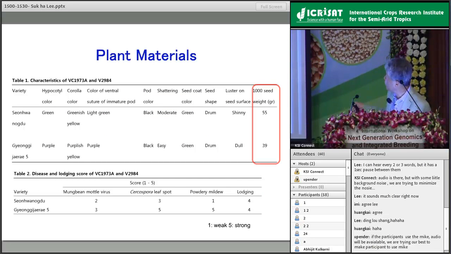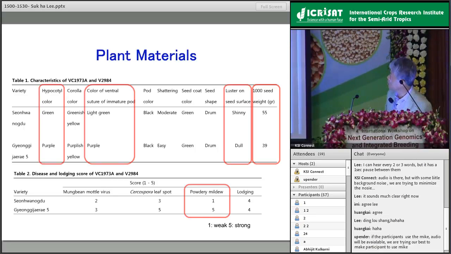For example, VC19738 has a greater seed weight than Gyeonggijeorae 5. In addition, you can see differences in characters such as hypocotyl color, immature pod color, luster on the seed surface, and disease resistance to powdery mildew.